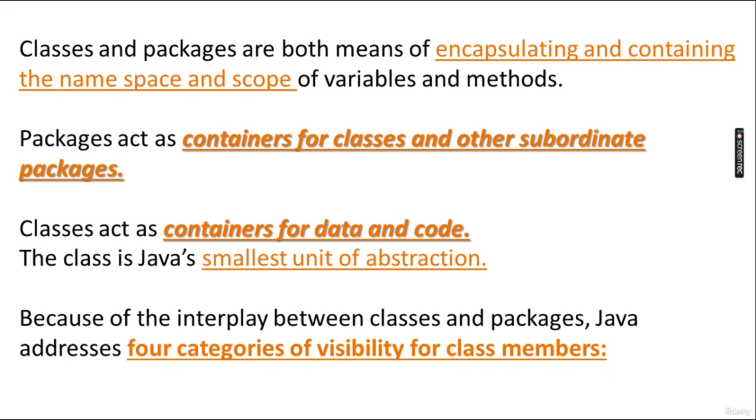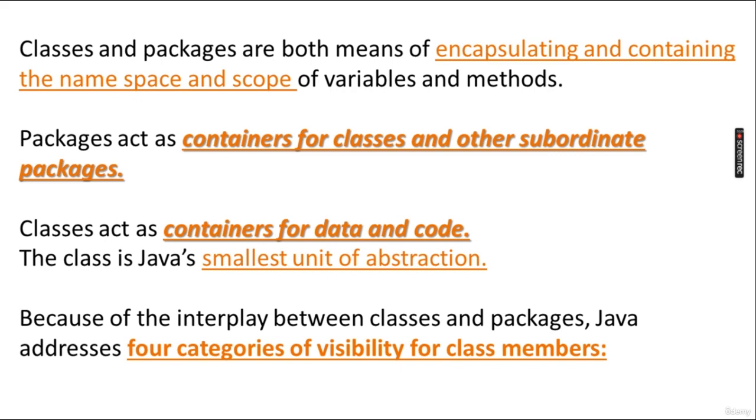So a package is a namespace under which all classes are stored. Classes are a namespace under which variables and methods are stored. So this variable belongs to this class, this class belongs to this package, this package belongs to this project, and so on. Packages act as containers for classes and other subordinate packages. One package can have another package, and one package can have classes also.